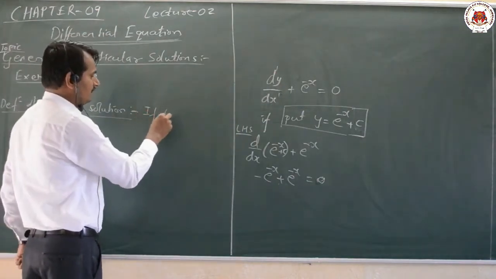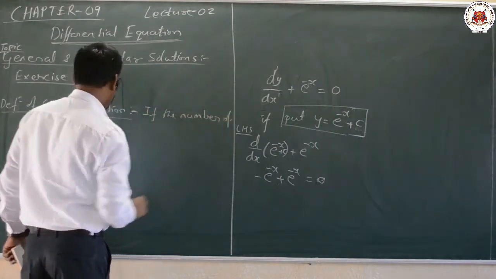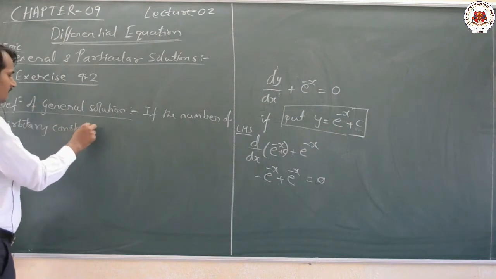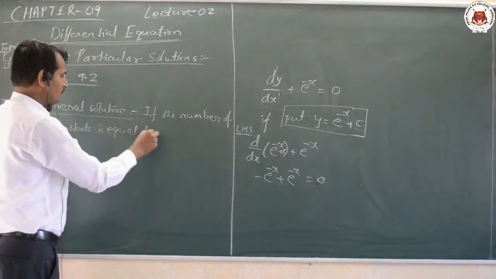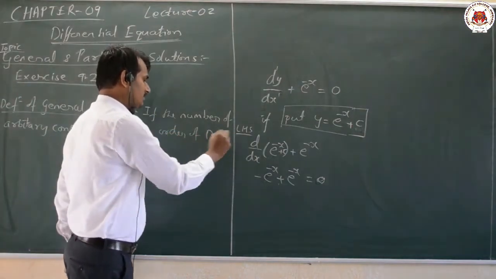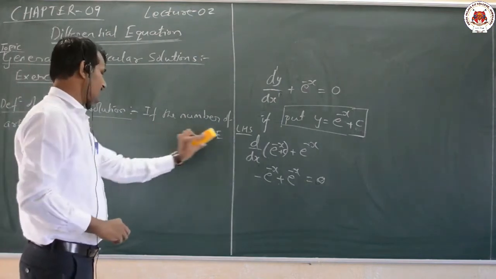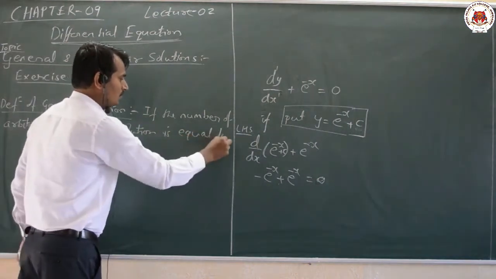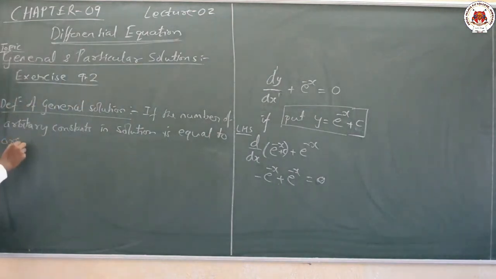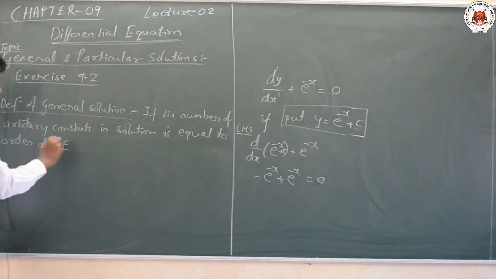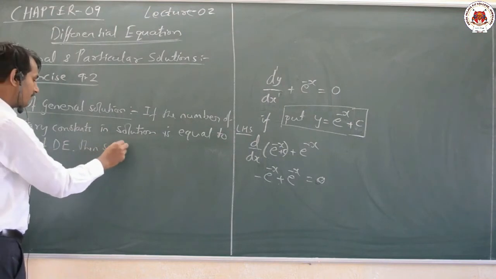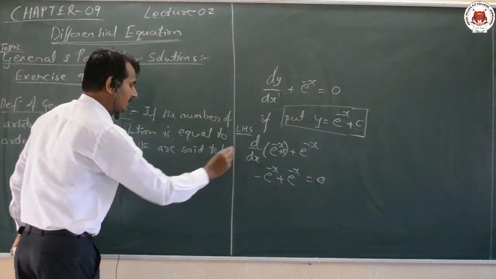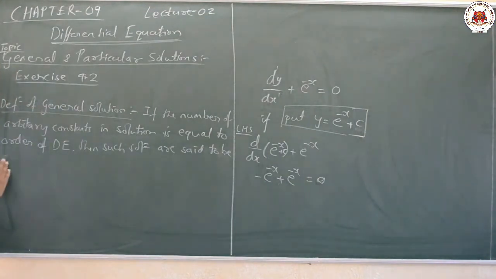If the number of arbitrary constants in the solution is equal to the order of the given differential equation, then such solutions are said to be the general solution.